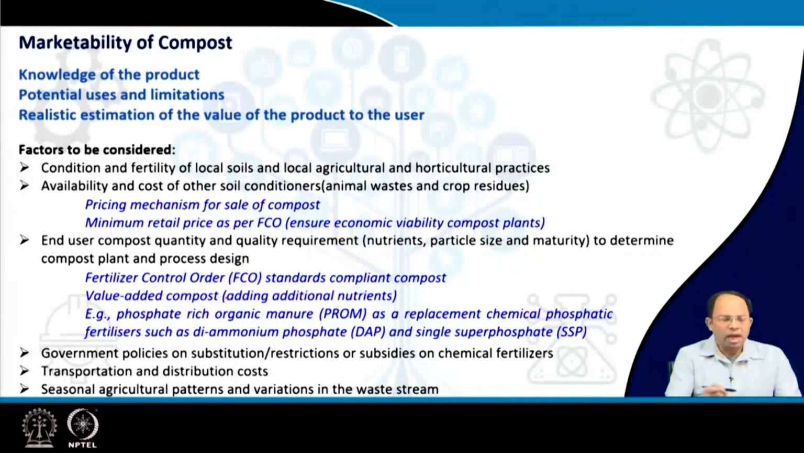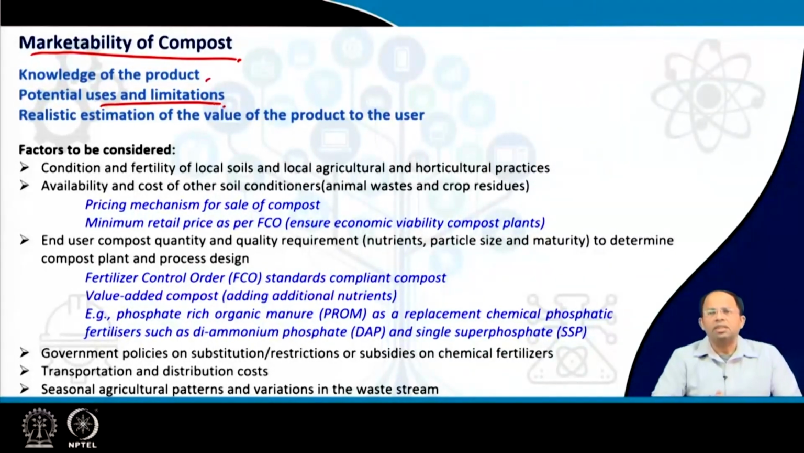To market compost, or for the marketability of compost, we have to consider many factors. First of all, we have to have knowledge of the product. That means we have to first understand the characteristics of the compost we are producing, its composition, its benefits, and so on, and what could be the potential uses and limitations of this particular product. Certain kinds of compost are good for banana plantations, other kinds are good for grapes and other cash crops, because these are crops which are exported abroad, right?